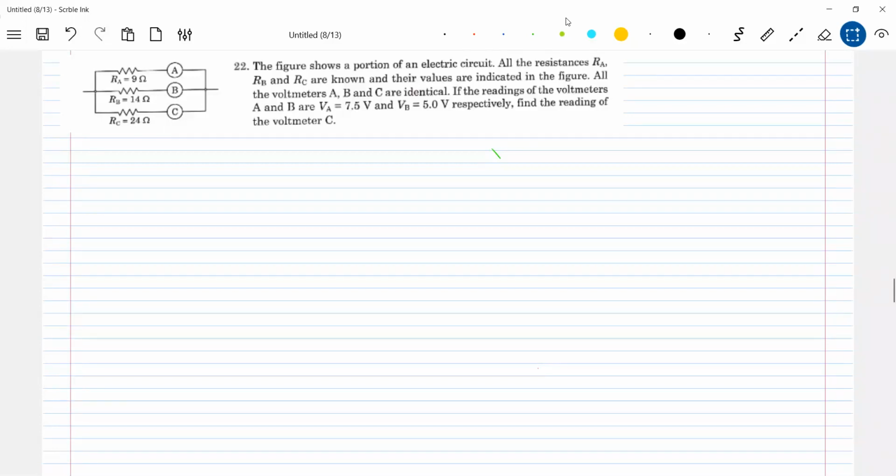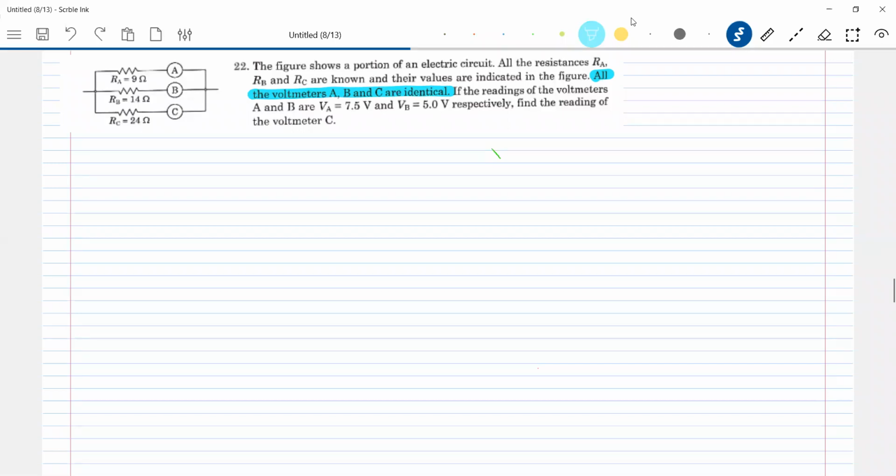No, it didn't say all the voltmeters A, B, and C are identical. I'll just underline this. Reading of voltmeter C. No, it's not ammeter. Voltmeter. So next, one more thing.